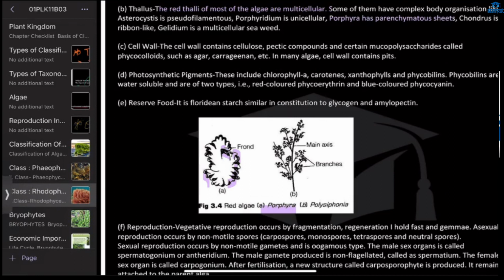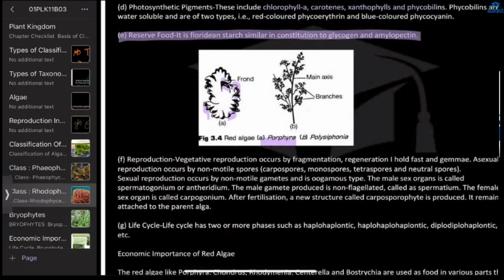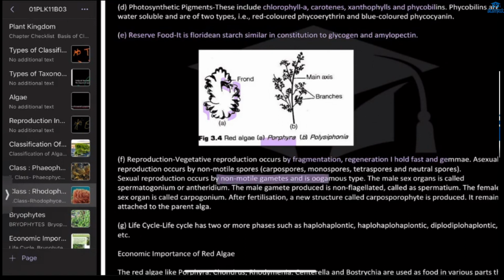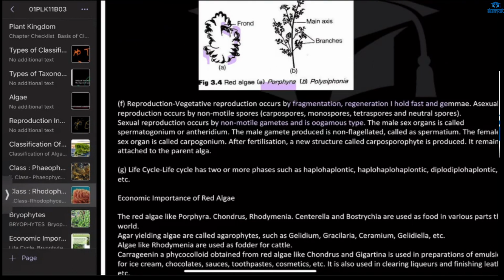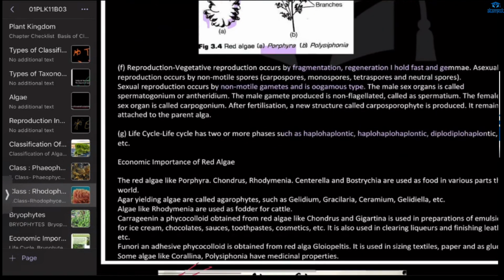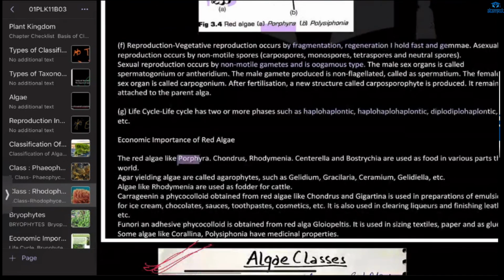You can see. Okay. Then the photosynthetic pigments are chlorophyll a, carotene, xanthophyll and phycobilins. Reserve food material is floridean starch. Important point. Then reproduction again by fragmentation or regeneration, and sexual reproduction by non-motile gametes, oogamous. Life cycle again, it is having haplodiplontic, haplontic and diplohaplontic life cycles. I will explain what these mean. And economic importance: Porphyra, Rhodymenia, Gracilaria, they are used in food.